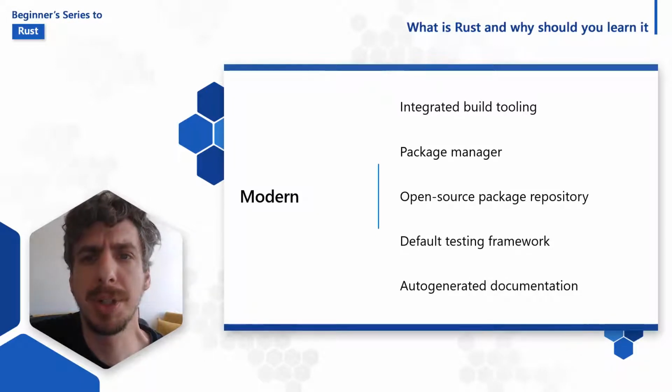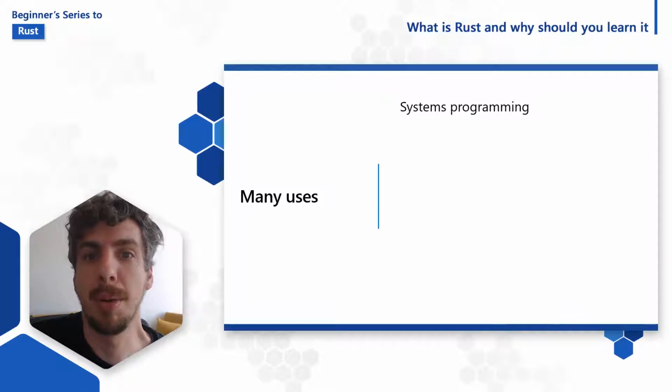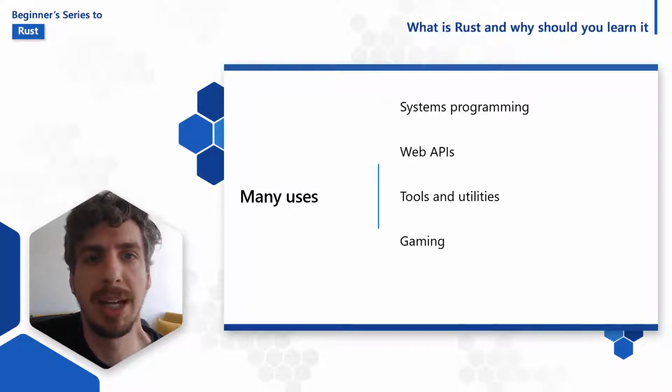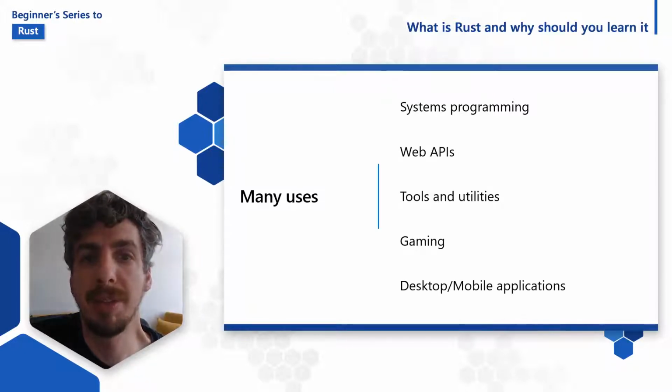Being a productive language, Rust often attracts both programmers who have and have not worked with systems programming languages before. In addition to systems programming, Rust is also used as a productive high-level language for other things like web APIs, tools and utilities, gaming, desktop and mobile apps, and more.